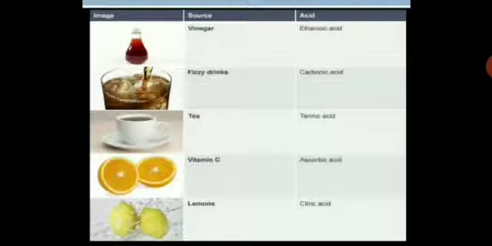Actually, a fizzy drink is carbonated water. What we do, with compression, with pressure, you dissolve carbon dioxide in water and add some flavor, that gives you a fizzy drink. So it's a combination of water and carbon dioxide that gives you H2CO3.